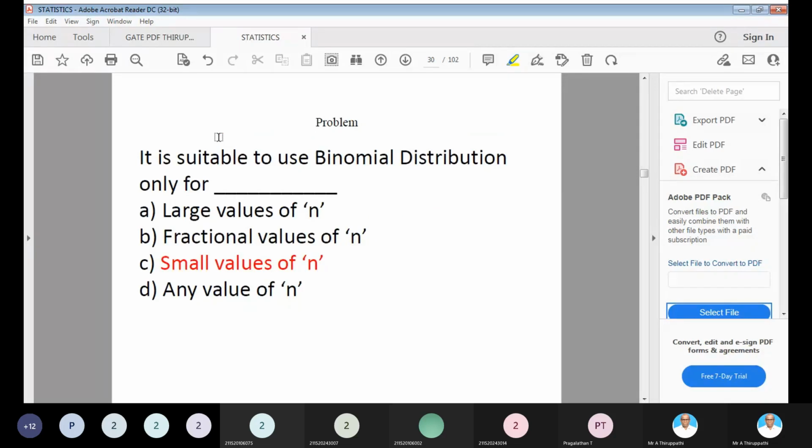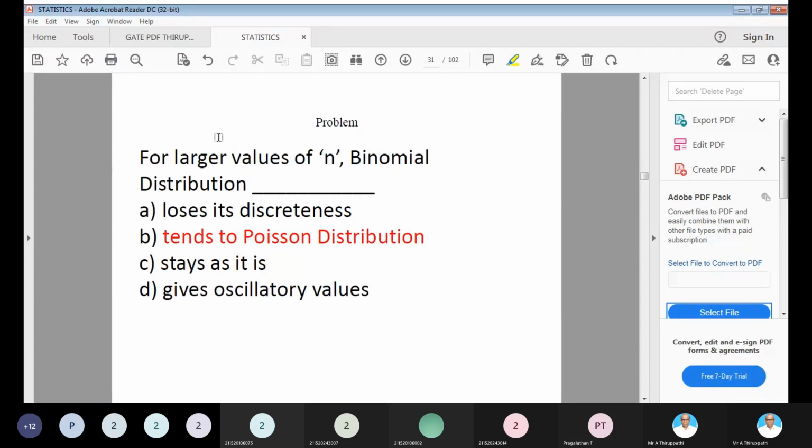It is suitable to use the binomial distribution only for small values of n. That is, the sample size should be small. For large values of n, the binomial distribution tends to the Poisson distribution. Binomial becomes Poisson when n tends to infinity.